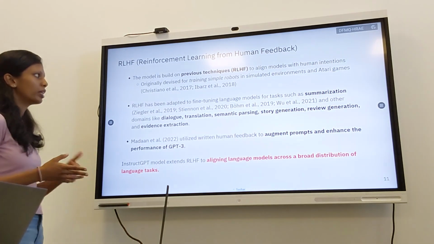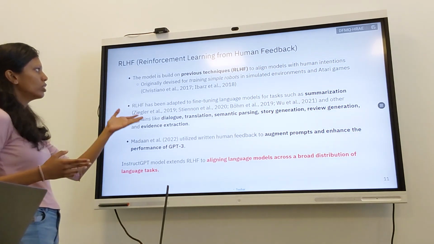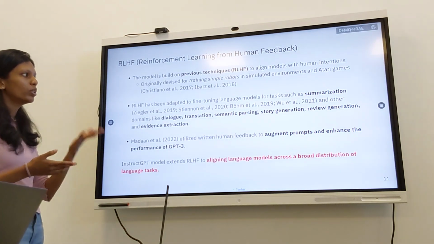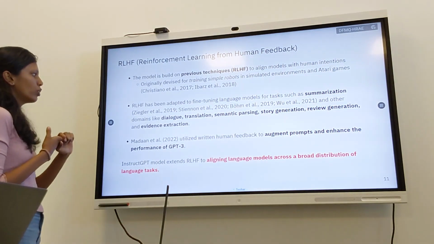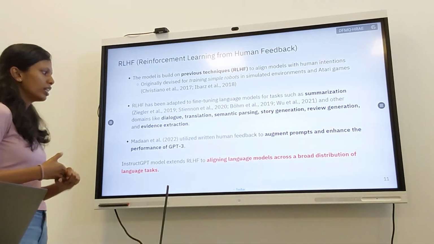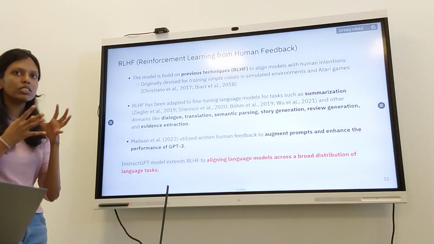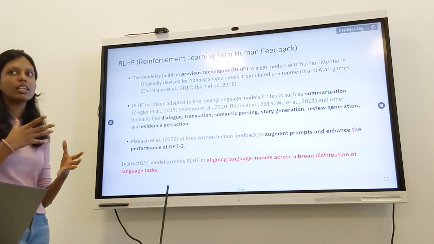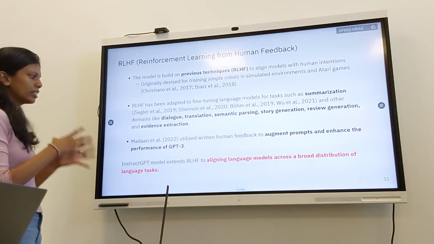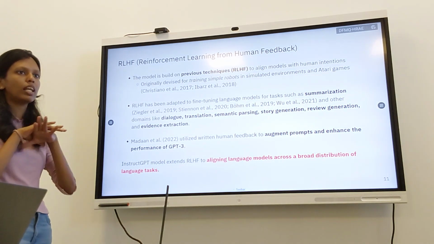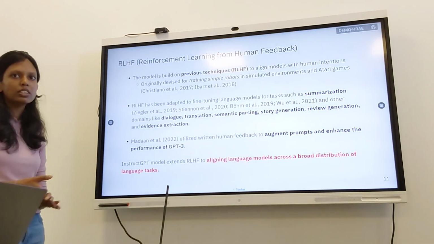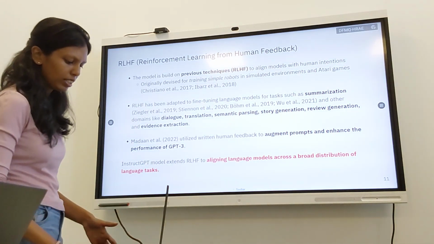This has been used previously for various other tasks. It was originally devised for training simple robots in simulated environments. Other than that, RLHF has been used for tasks like summarization and also in domains like dialogue, translation, and story generation. And there have been cases where people tried to utilize written human feedback to augment prompts and enhance the performance of the GPT-3 model. What the InstructGPT paper does is extend this RLHF to align models across a broad range of NLP tasks. Most of these earlier cases are specific to a single task, but in InstructGPT they try to generalize it to all of these tasks.